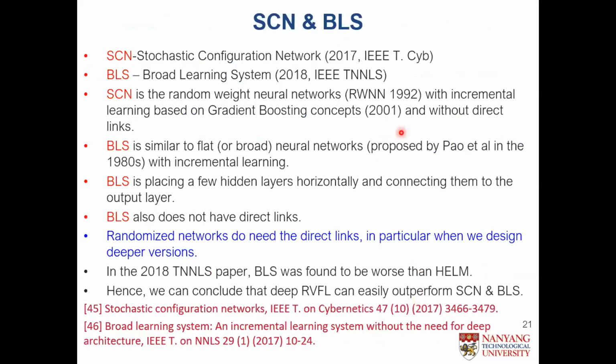And I briefly mentioned two recent additions to the randomized neural networks collection. One of them is called Stochastic Configuration Network, published in 2017 in IEEE Transactions on Cybernetics. Another one is Broad Learning System, published in IEEE Transactions on Neural Networks and Learning Systems in 2018. So what are these? SCN and BLS.